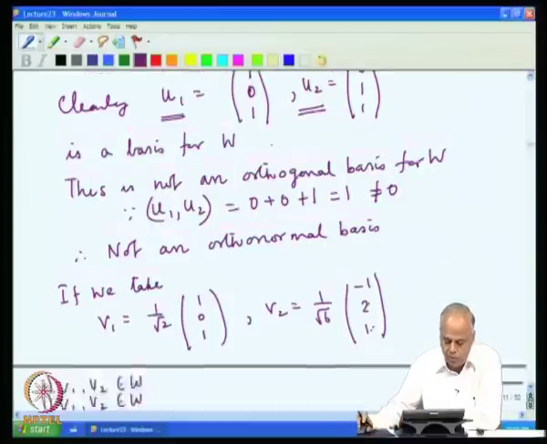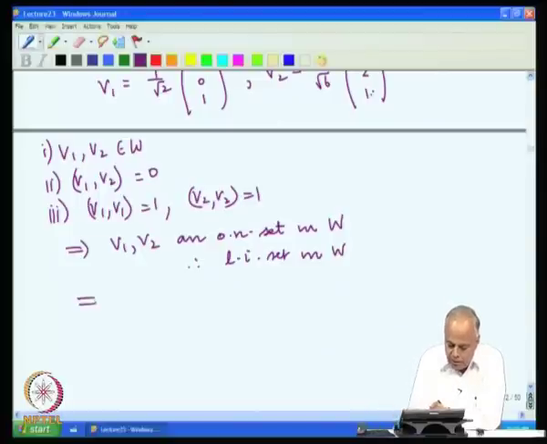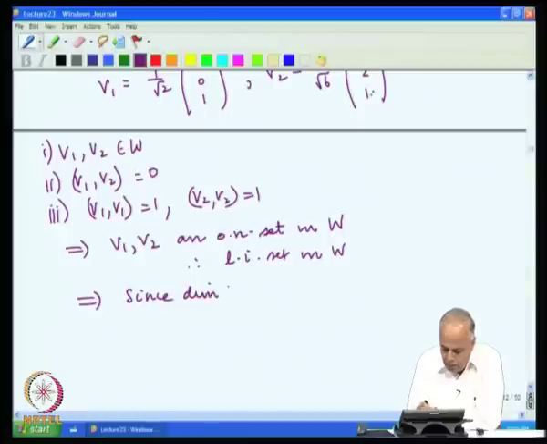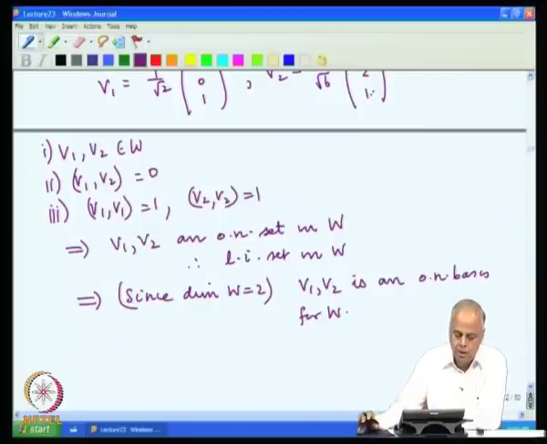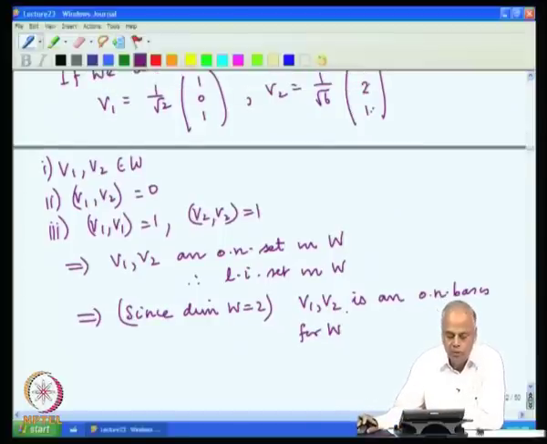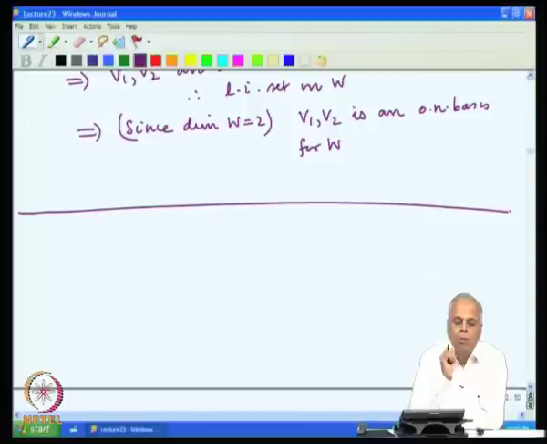So, the dimension of W is 2, and any two linearly independent vectors in W will form a basis. Since the dimension of W is equal to 2, this implies that V1, V2 is an orthonormal basis for W. So, we have a subspace here for which we have found an orthonormal basis. Now, we shall look at what is the effect of this orthonormal basis.